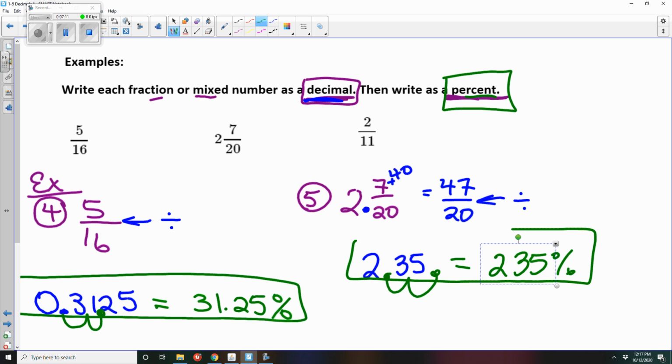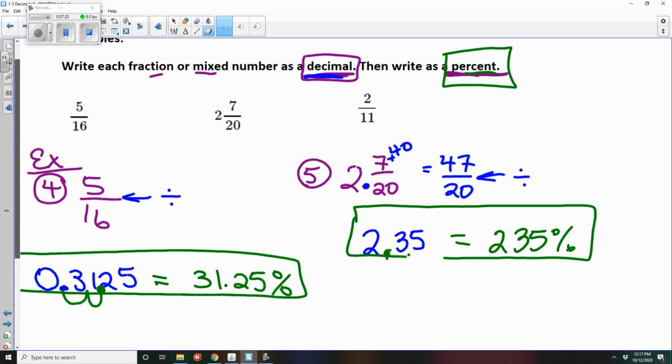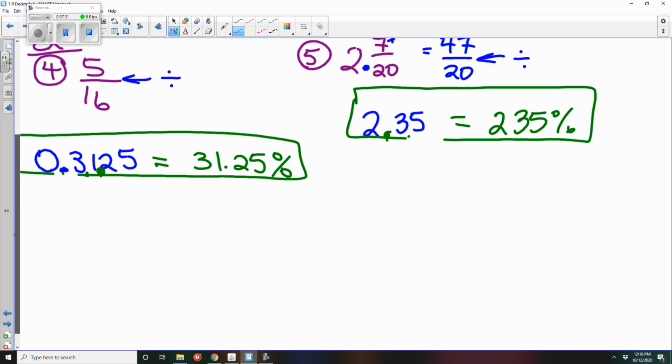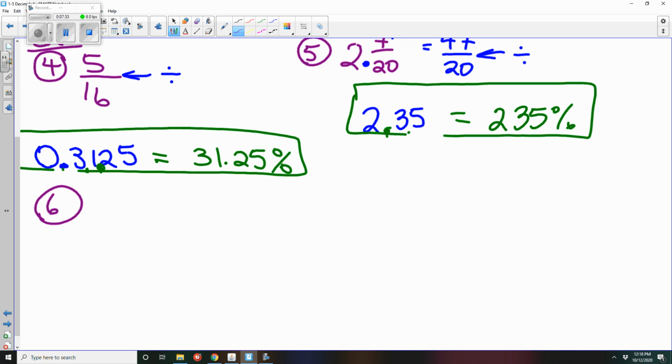We got our 2.35 and our 235%. There we go. Get rid of my little scratch work down there. All right, we have one last one. I want you all to try it on your own, and we'll come around and check to see how we're doing. So example 6 is 2/11.